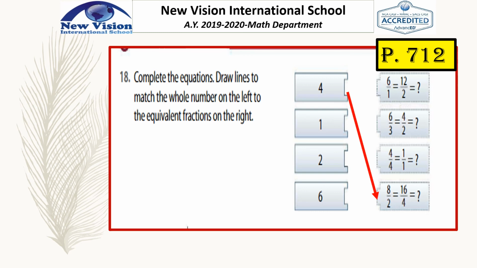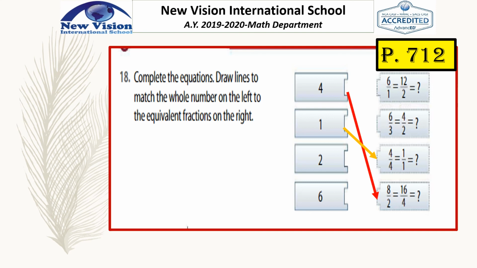Next, we have the whole number 1. Where are the equivalent fractions? Okay, so we know that if the numerator and the denominator are the same, then that would be equal to 1. So 4 divided by 4 equals 1. 1 divided by 1 equals 1.